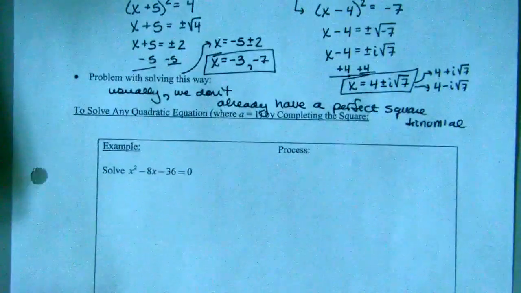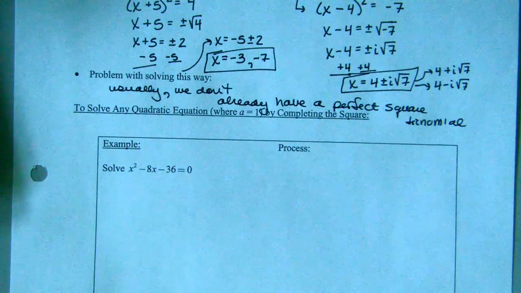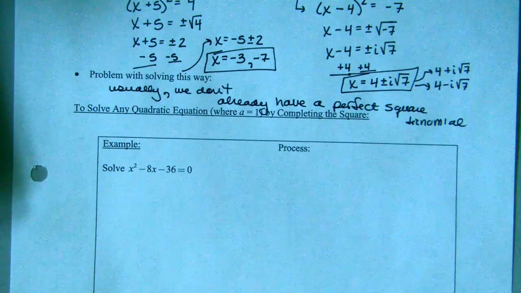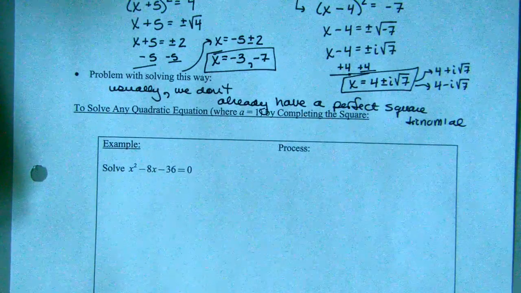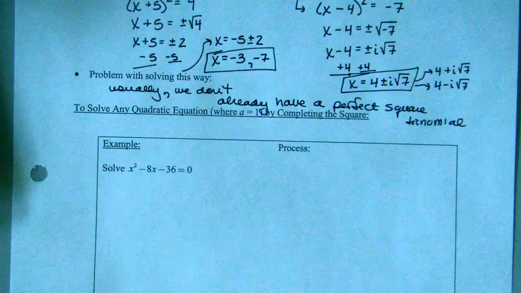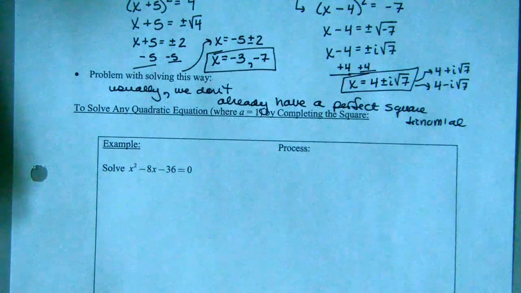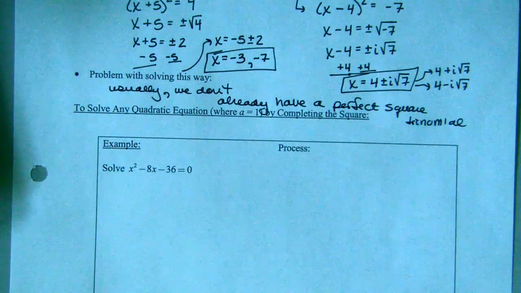So that's kind of an issue. But I feel like I told you this method will always work. The idea is if I give you a problem where we don't already have a perfect square trinomial, we can turn it into a problem that has a perfect square trinomial. Here's what I mean by this.